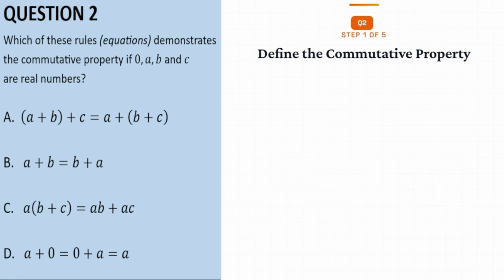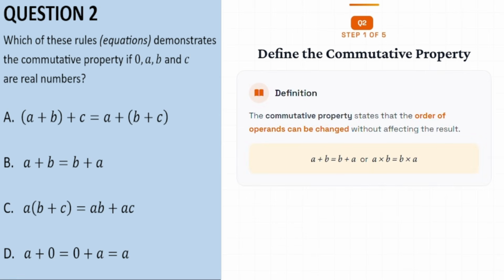Step 1. Let's define the commutative property. The commutative property states that the order of operands can be changed without affecting the result. For example, A plus B equals B plus A. The key word here is order. Operands swap places, nothing else changes.